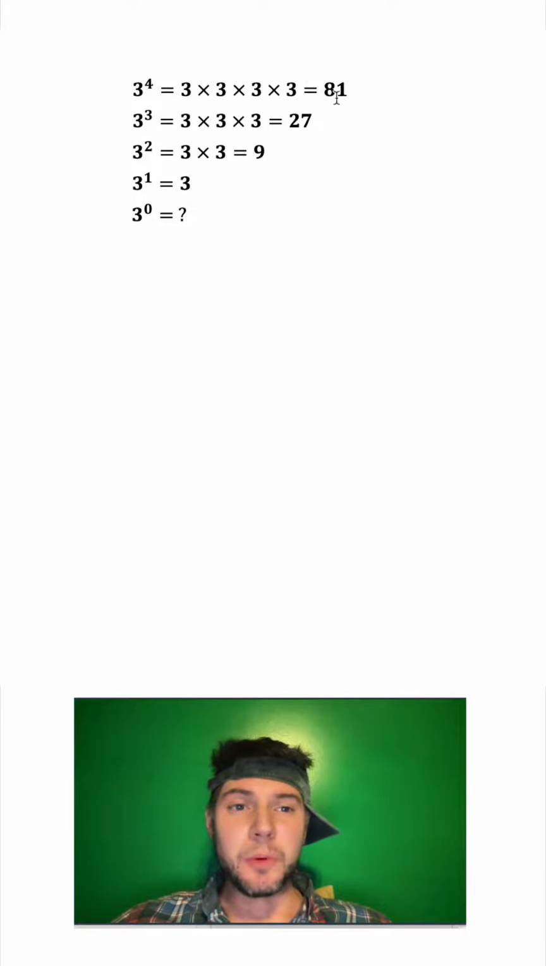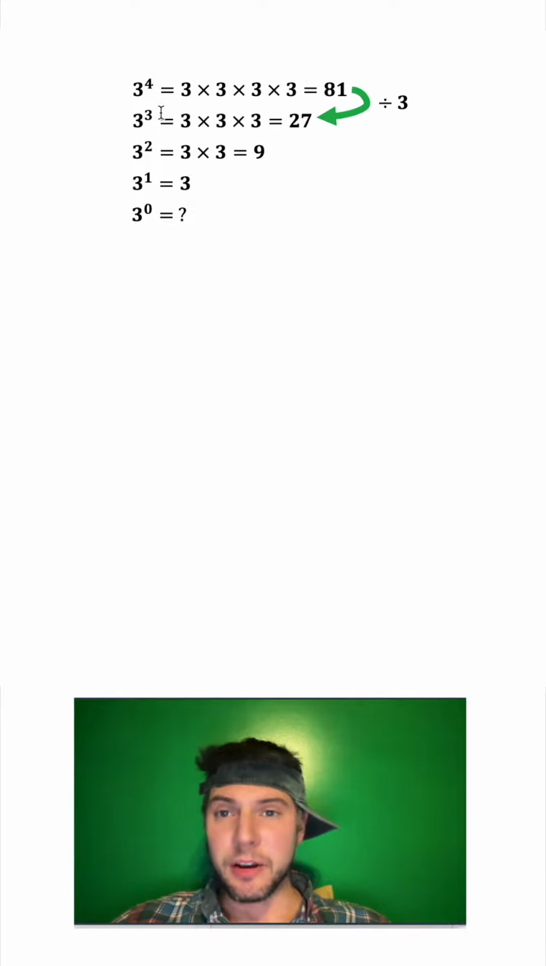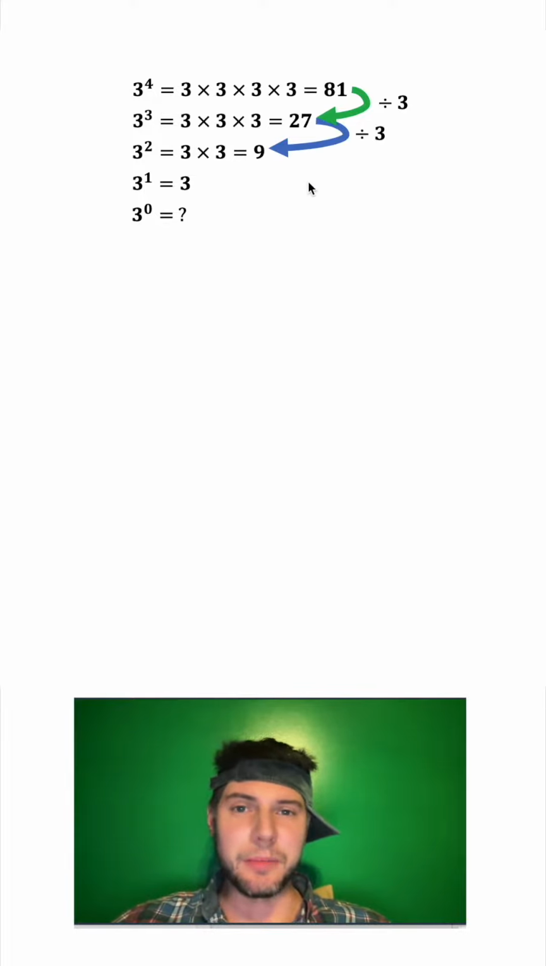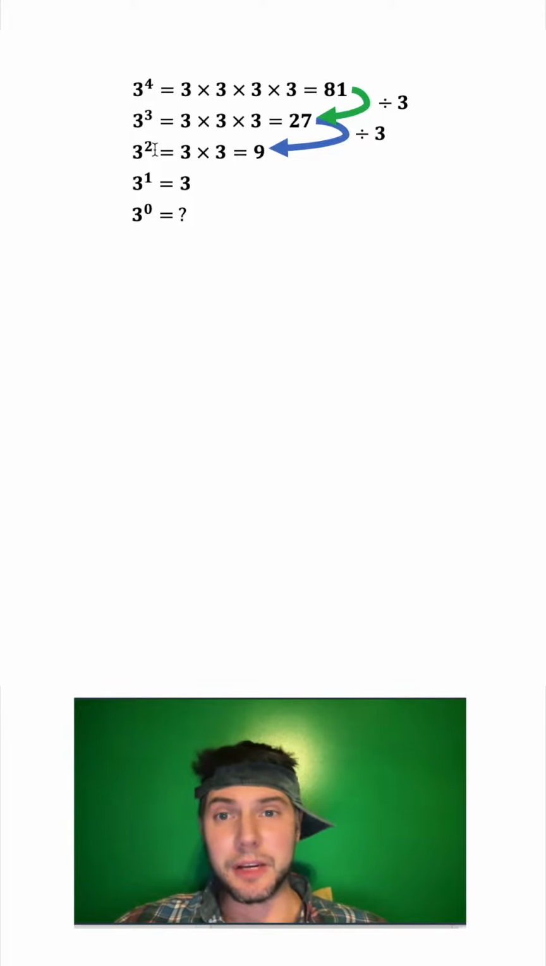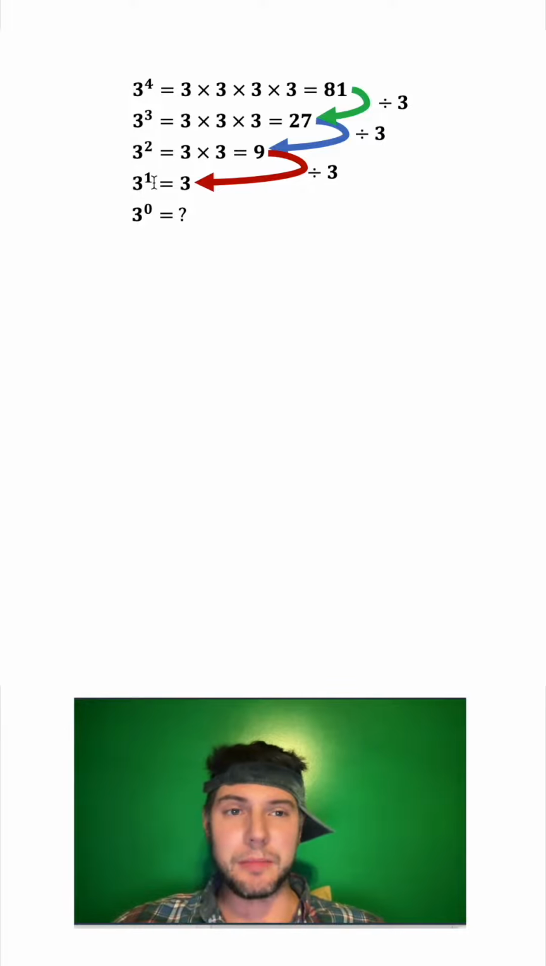So to get from 81 to 27, we divide it by 3. That means to get from 3 to the 4 down to 3 to the 3, we divide it by 3. Then to get from 27 down to 9, we divide by 3. That means to get from 3 to the 3 down to 3 to the 2, we divide it by 3. To get from 9 to 3, we divide by 3. That means to get from here to here, we divide by 3. And the pattern continues. To get from 3 to the 1 down to 3 to the 0, we divide by 3. And 3 divided by 3 is 1. So 3 to the 0 is equal to 1.